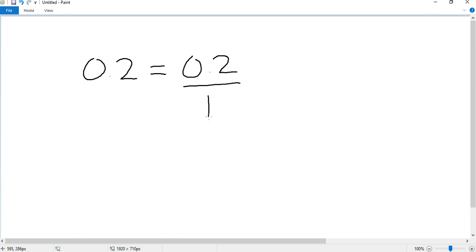Now, because there's only one number after the decimal point, which is 2, that means we'll multiply by 10 only. Count the zeros, right? We have one 0 and we have one number after the decimal point. Okay, so what does this give us? So 0.2 multiplied by 10 is 2 and 1 multiplied by 10 is 10.